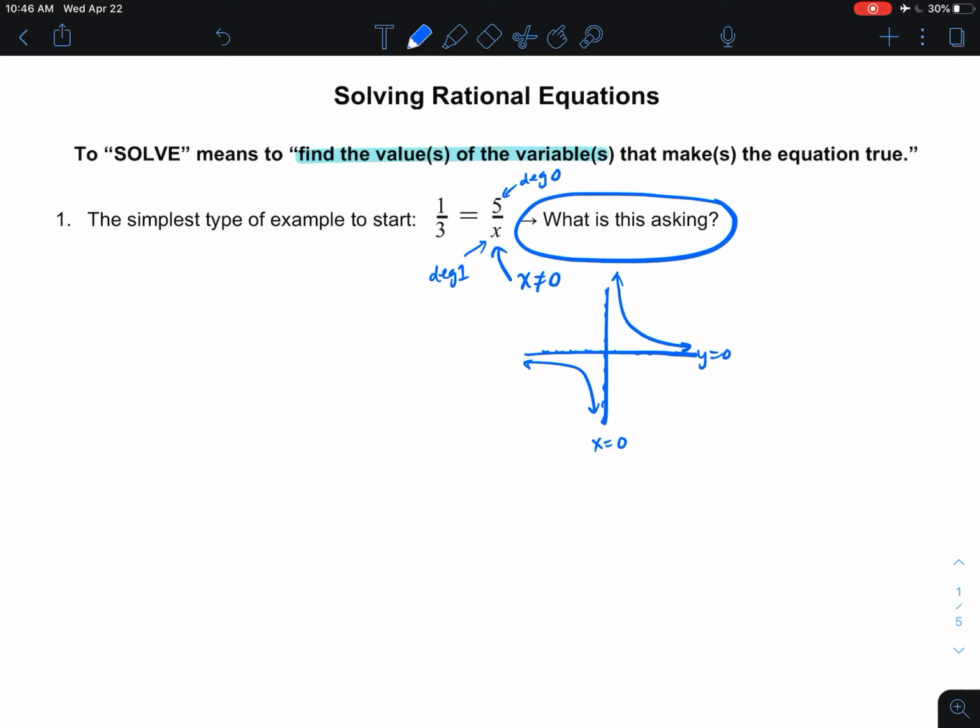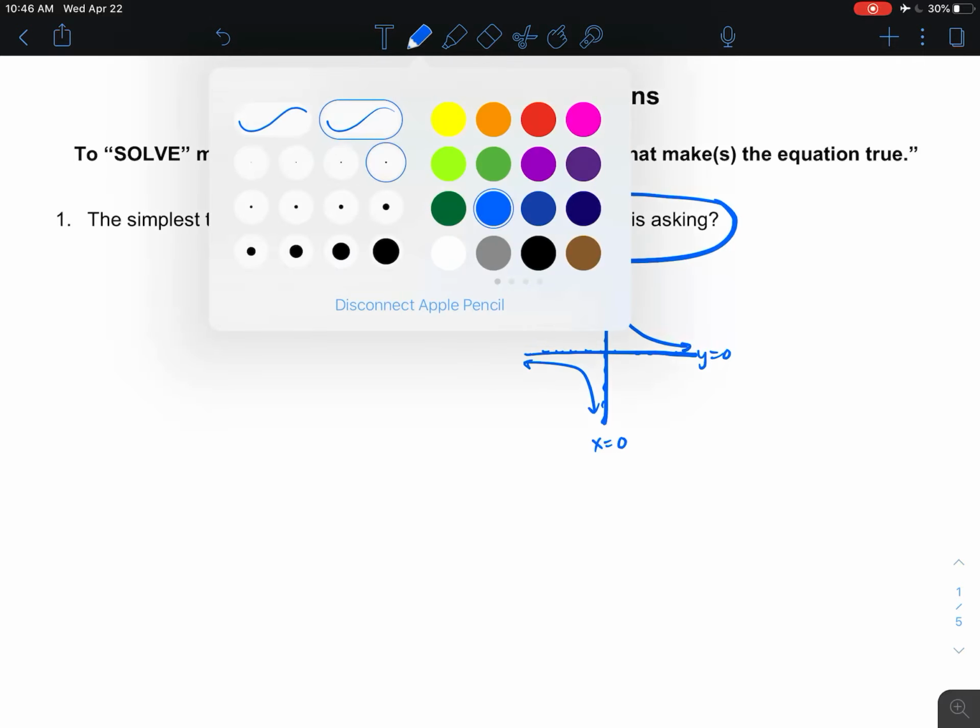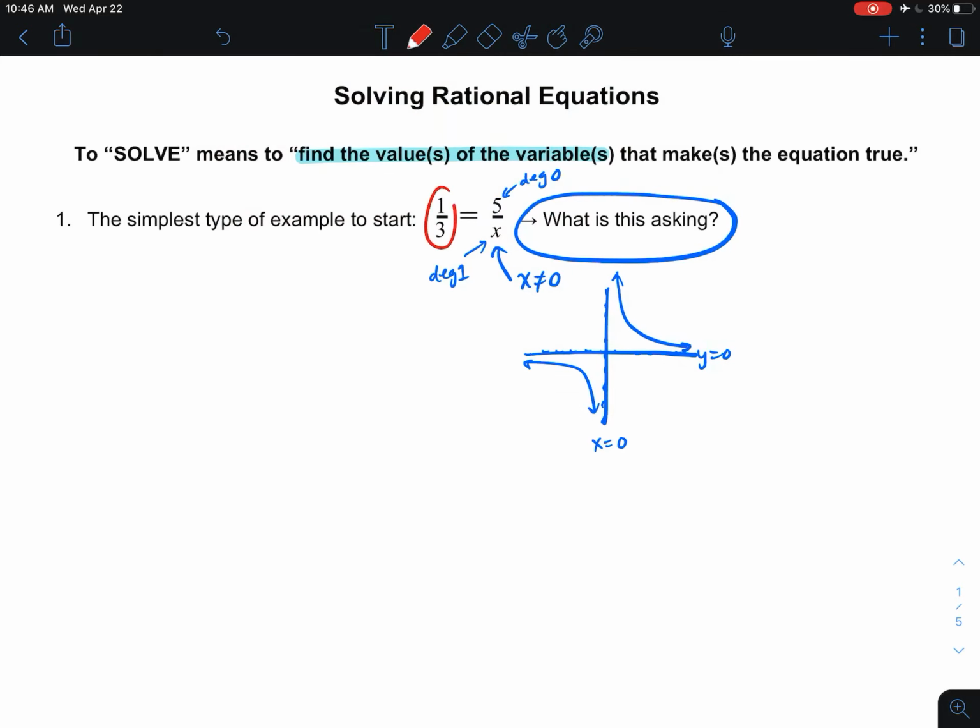So when we're being asked, when is 5 over x equal to 1/3? That could be asking us this question. If this is a value of 1/3 for y, our question is, when does this occur? For what value of x is that graph equal to that value? I know that this is a really simple example and you know how to solve it, so let's do exactly that. Let's use the information that you know to solve this.